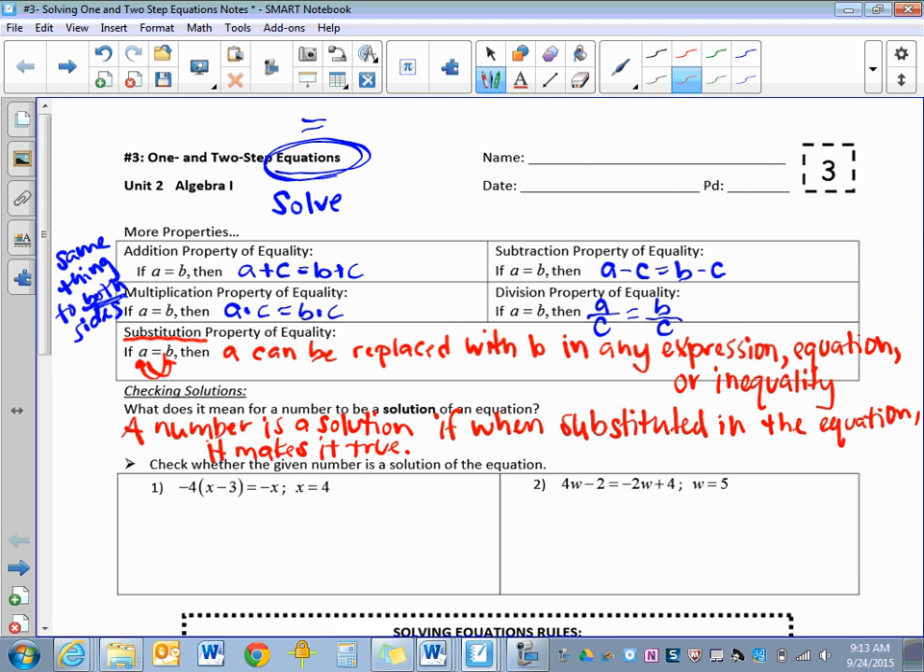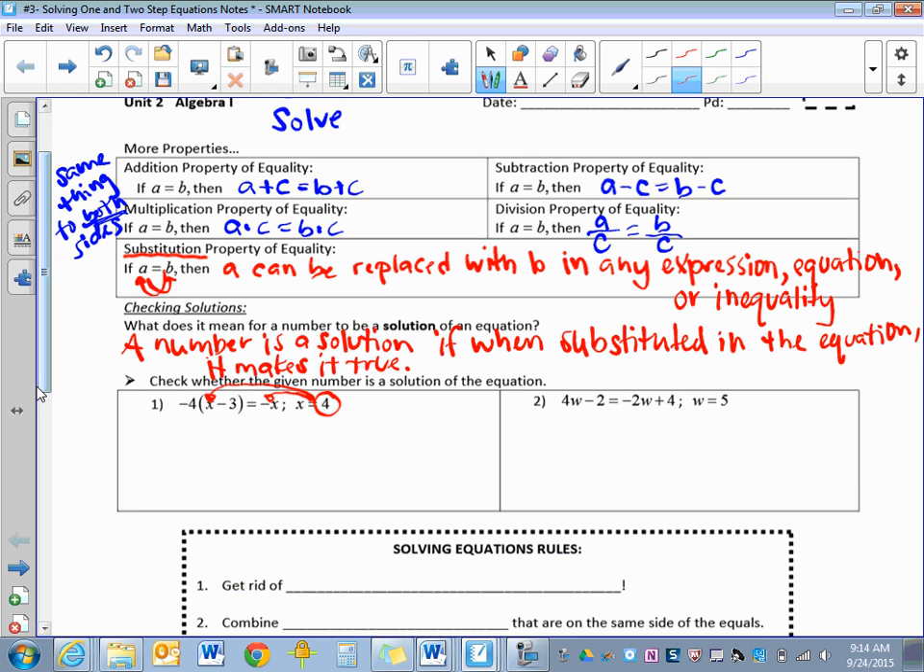So we know it's a solution if when we take that value, for example number 1, I'm going to take x equals 4, and by the substitution property I can substitute 4 in for x. If when I substitute that in, it makes this equation true, then I know it is a solution. If it doesn't make the equation true, that means it's not a solution. So let's take a look at an example of that. Let's go and do number 1.